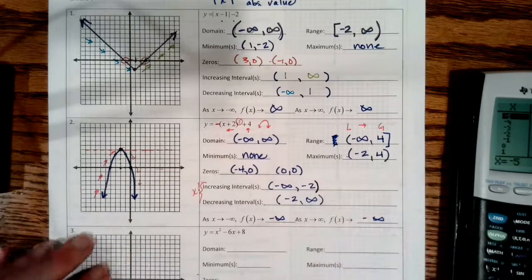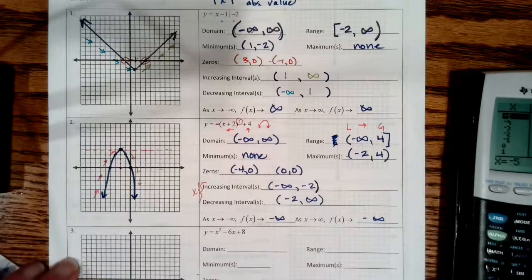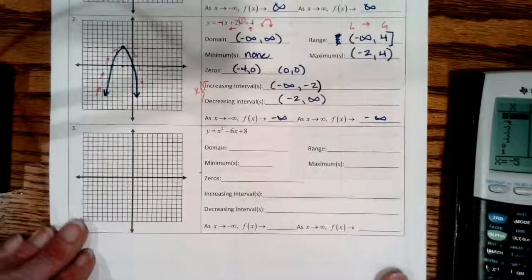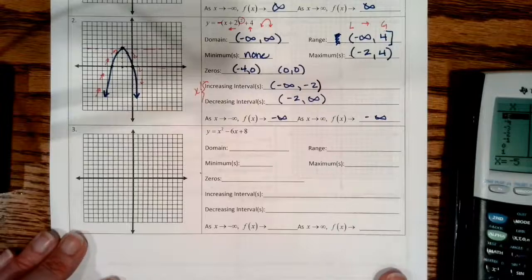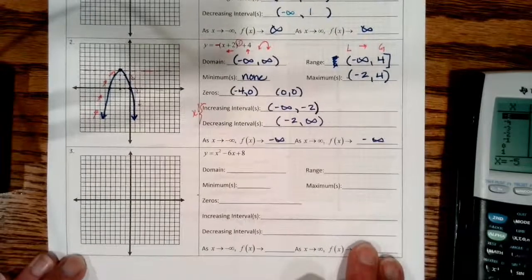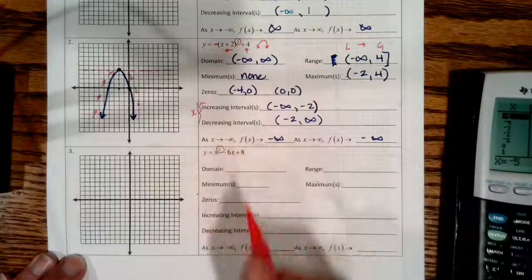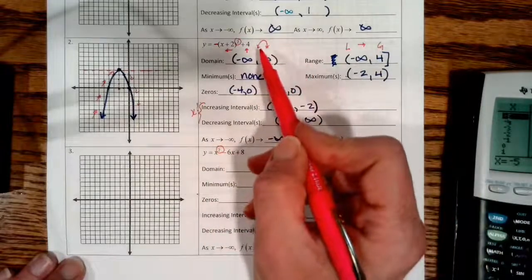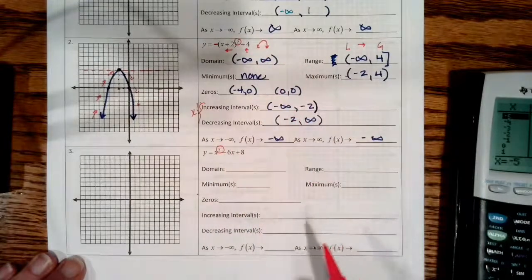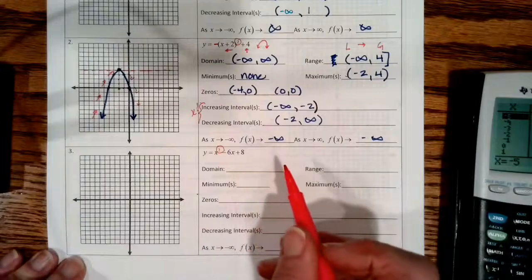Both of the values are approaching negative infinity. All right, so our next one is also a quadratic, but it's not in the same format. I know it's a quadratic because I see my 2, but it's not in vertex form. So in order for me to graph it, I'm going to look for the zeros.